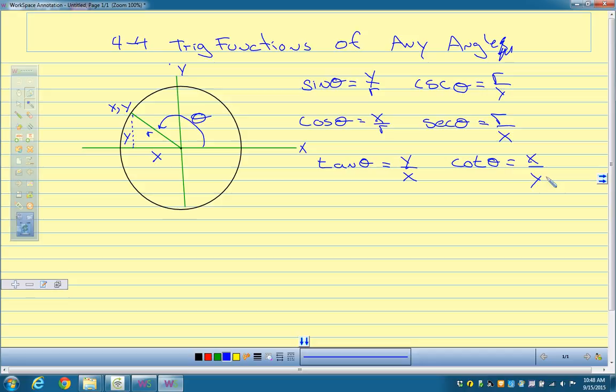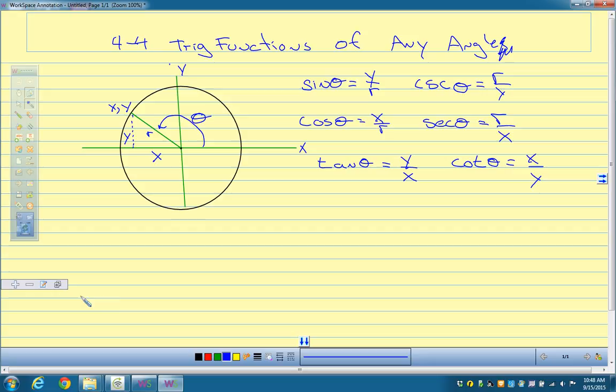And if x is 0 in any of these cases, r can't ever be 0, but if x is 0 or y is 0, then the function is undefined at that point. Those are your quadrantal angles, when x and y would be equal to 0.